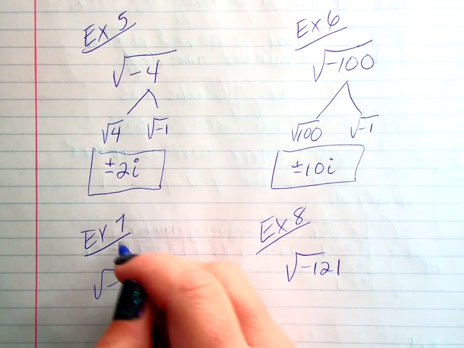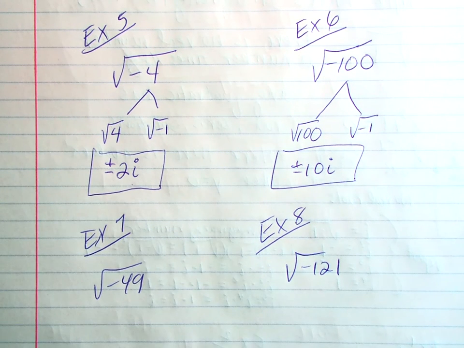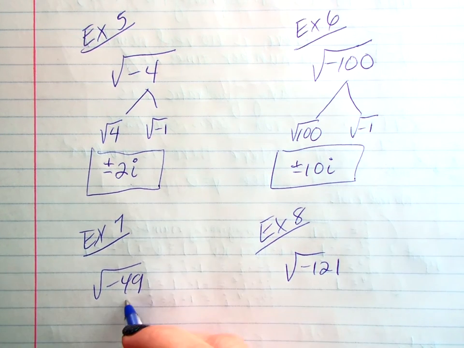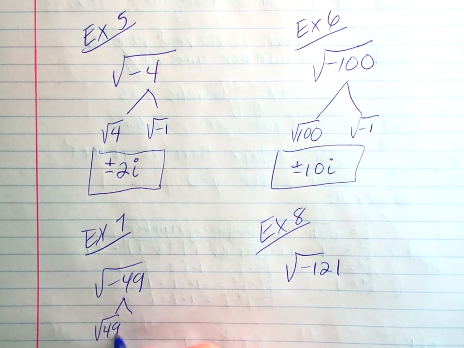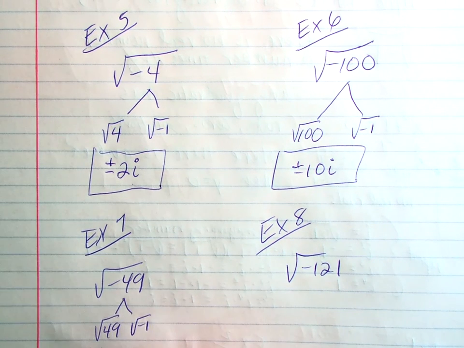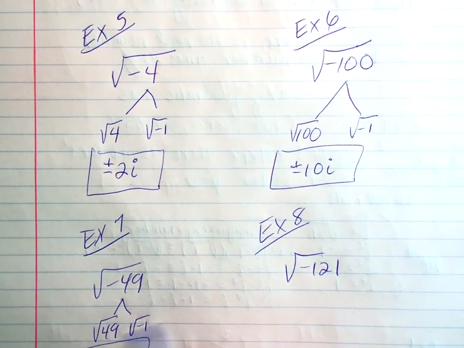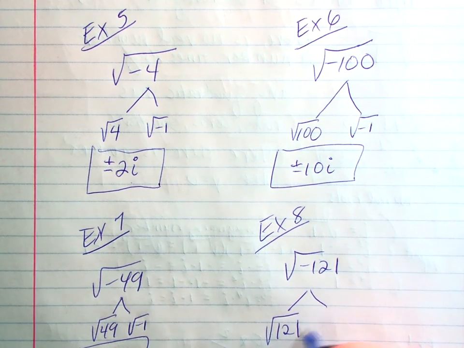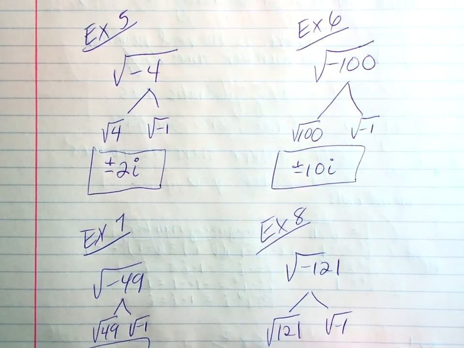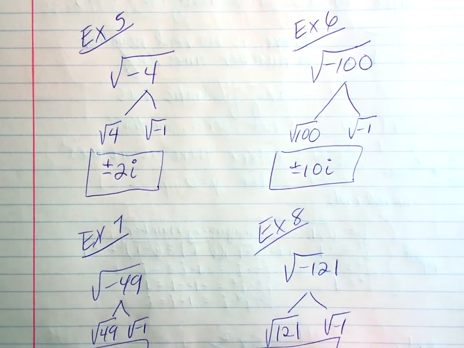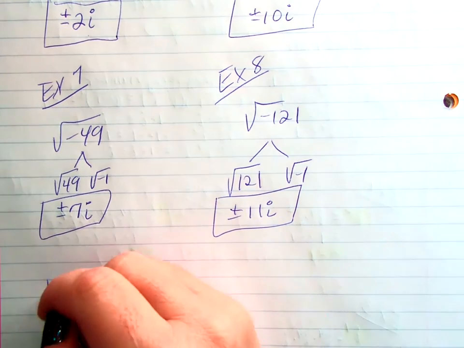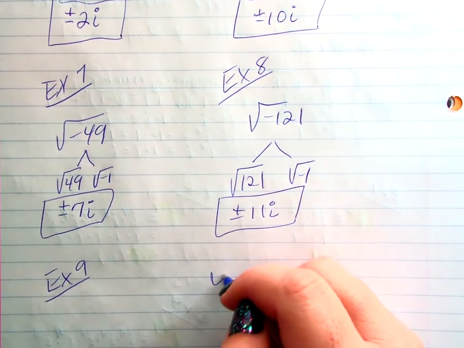So example 7 is the square root of -49, and example 8 is the square root of -121. Pause the video and go try these. All right, how'd you do? Did you get to break this up accordingly? And did you get plus or minus 7i? Did you break this up accordingly? And did you get plus or minus 11i? Excellent. All right. What if it's not a perfect square?